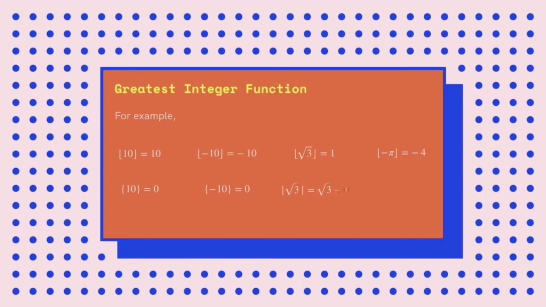What about the fractional part of negative pi? The fractional part of negative pi is equal to negative pi minus its integer part, which is negative 4. So that's negative pi minus negative 4 is equal to negative pi plus 4. And this makes sense. Negative 3.14 plus 4 is 0.86, so it is indeed a fractional part.